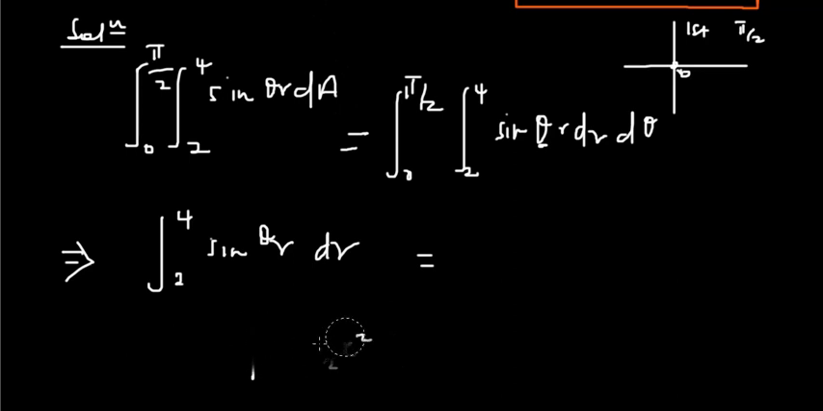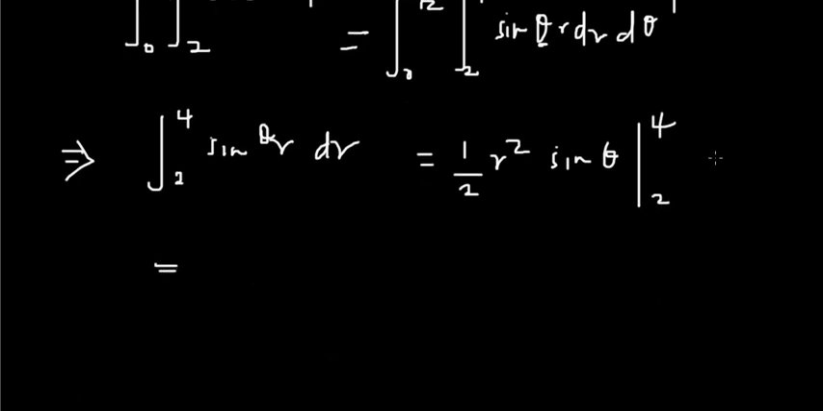So let's do that. Integration with respect to r, we end up at 1 over 2 r squared, and then you maintain your sine theta. Right, so after that you insert your limits.